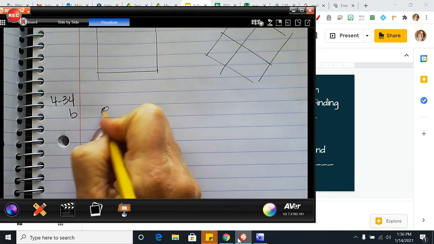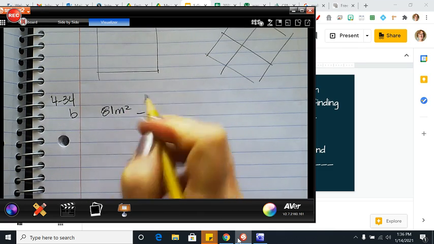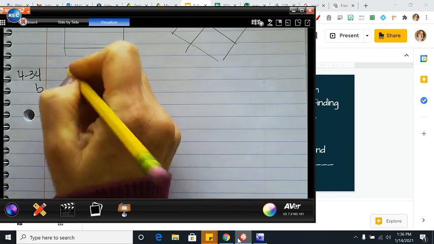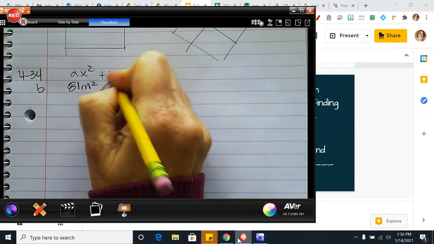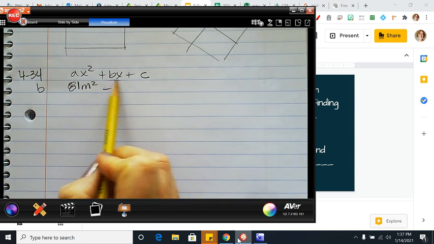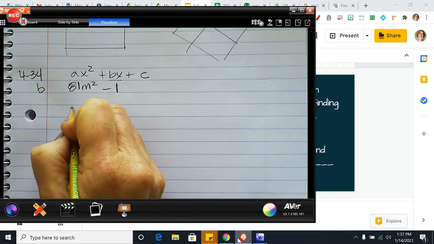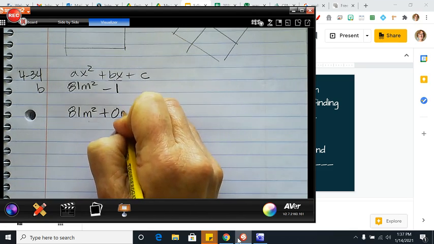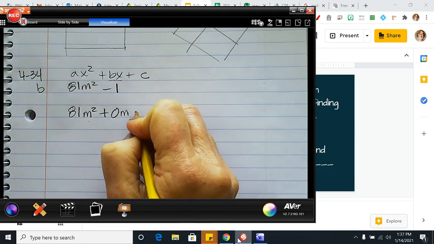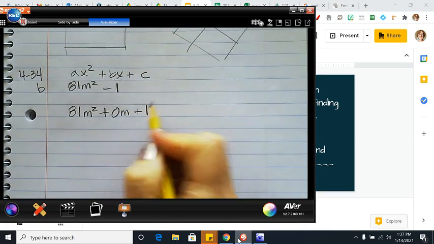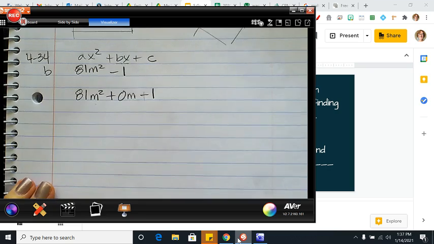Now this one is 81m squared minus 1. We talked about this in the last class. Remember, we know that the standard form is ax squared plus bx plus c, and if it's missing a term, we put a 0 for the term that's missing. This is missing that x term, so I'm going to write this as 81m squared plus 0, minus 1. They used m. You could use x, I guess.